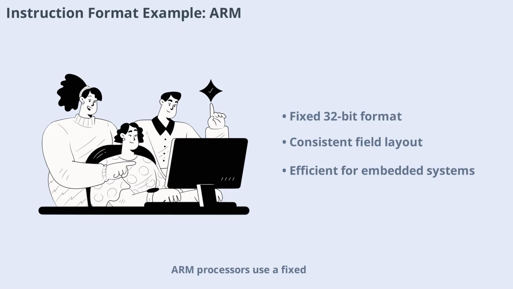ARM processors use a fixed 32-bit instruction format for most instructions, with fields for the opcode, registers, and immediate values. This consistency simplifies decoding and execution, contributing to ARM's reputation for efficiency and performance in mobile and embedded systems.